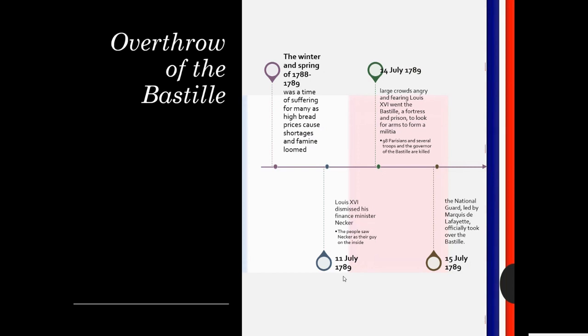Now, that is what Europe looks like, but inside of France, we have more issues. The winter and spring of 1788 and 1789 was a time of suffering for many, as high bread prices caused shortages and famine, and people are now out on the streets just trying to find something to eat. And then the big event happens. Louis puts the army outside of Paris because Paris is obviously this hotbed that is just boiling and boiling and boiling. It seems like it's going to boil over out of the pot. And then Louis dismisses Jacques Necker, the guy on the inside, their friend, on July 11th, 1789.